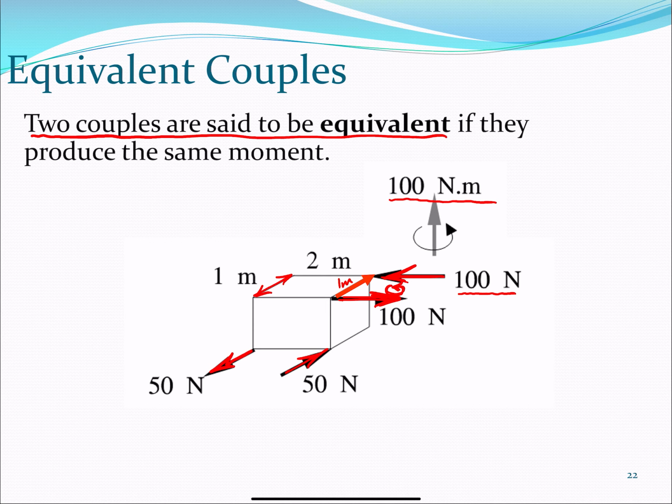What about these two guys, this guy and this guy? If we orient a position vector like that, that position vector is 2 meters. So the moment is going to be 2 times 50, which is 100. The rotational tendency, just by inspection, I can determine to be like that. So it's 100 going upward, the same moment as the other couple, 100 Newton meter, the same value as the other. So the set of forces in this drawing are equivalent couples because they produce the same moment.